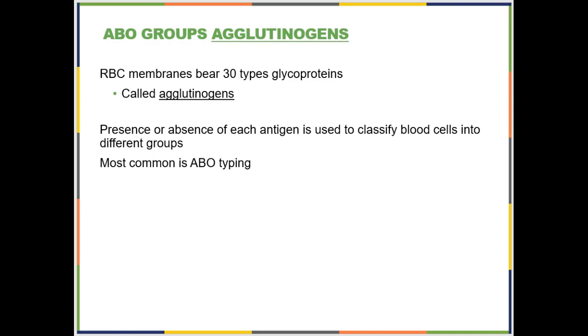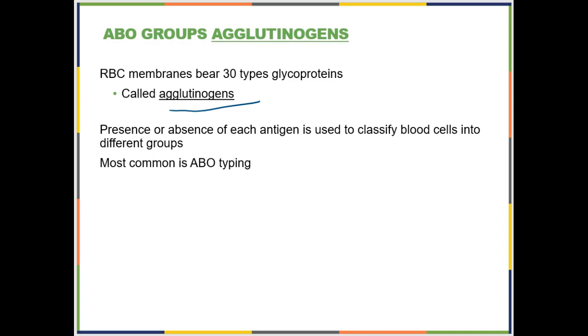So you've got your ABO blood groups, which are based on the presence or absence of a number of different glycoproteins called agglutinogens. These are just proteins that are on the surface of your red blood cells. You are going to see later that these proteins have the potential to be immunogenic, or they can be antigens and stimulate the immune system or be recognized by the immune system of other people.